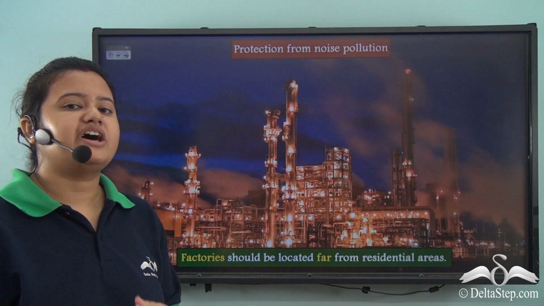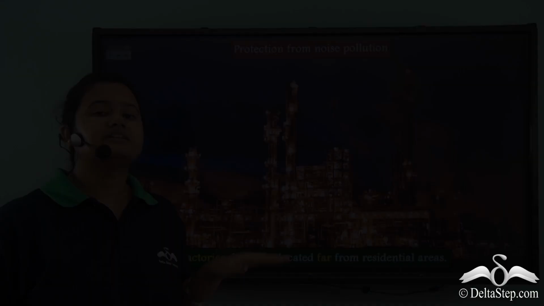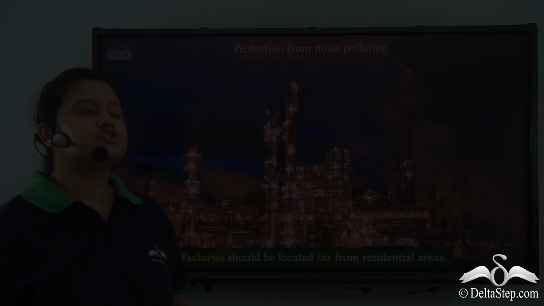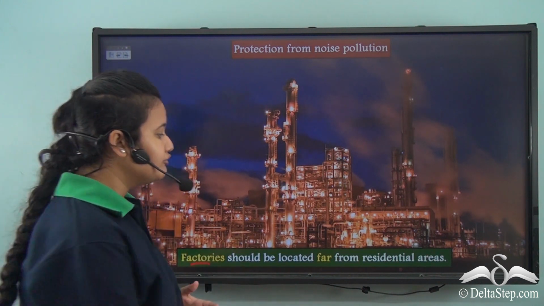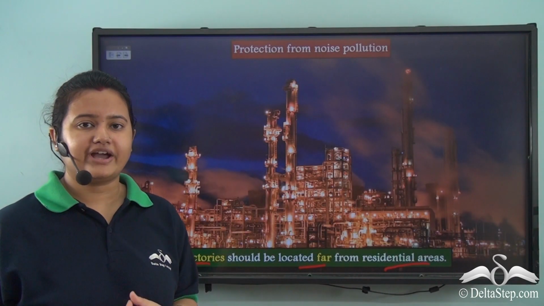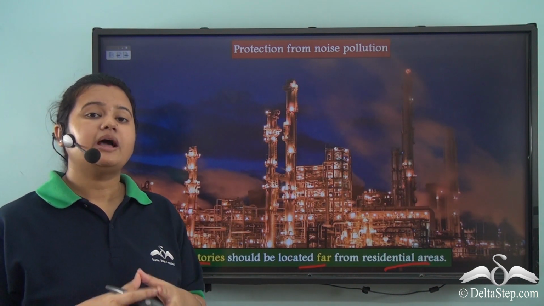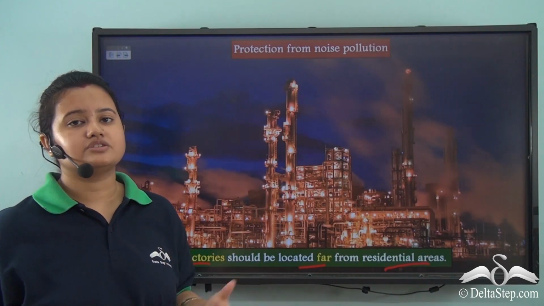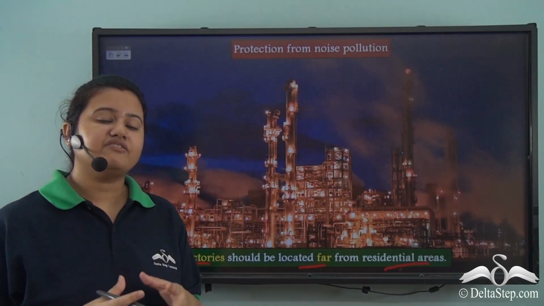Now, apart from traffic noise and the sound of loudspeakers and firecrackers, the sound produced at factories also leads to noise pollution. So, to control noise pollution, factories should be situated far away from residential areas. Now, situation of factories away from residential areas will not only reduce noise pollution but will also reduce air pollution, as factories not only cause noise pollution but also cause air and other types of pollution, as we have discussed previously.